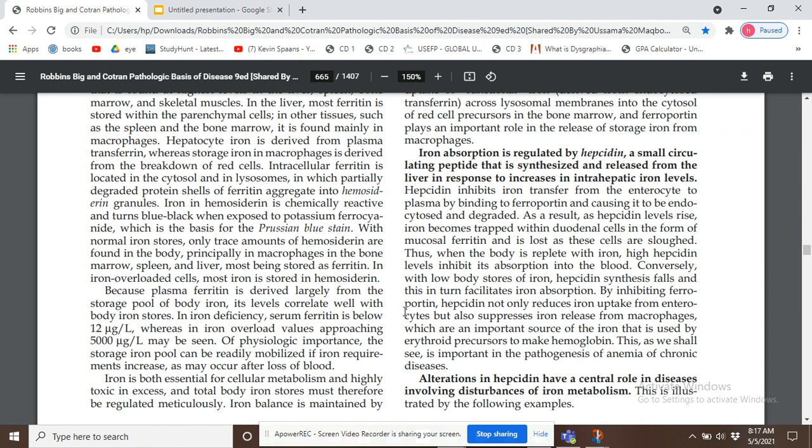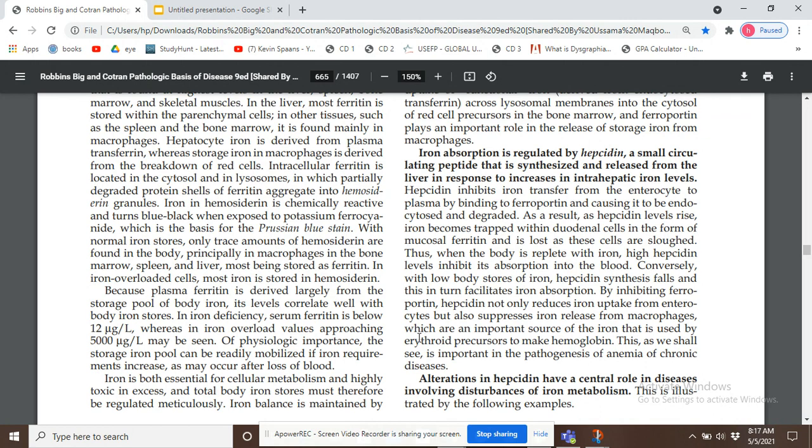Conversely, with low body stores of iron, when the level of iron in the liver is low, hepcidin synthesis falls, and there will be less synthesis and less release of hepcidin from the liver. In turn, hepcidin will not inhibit the ferroportin protein, and then iron can easily be absorbed from the enterocytes into the blood, and this facilitates iron absorption.